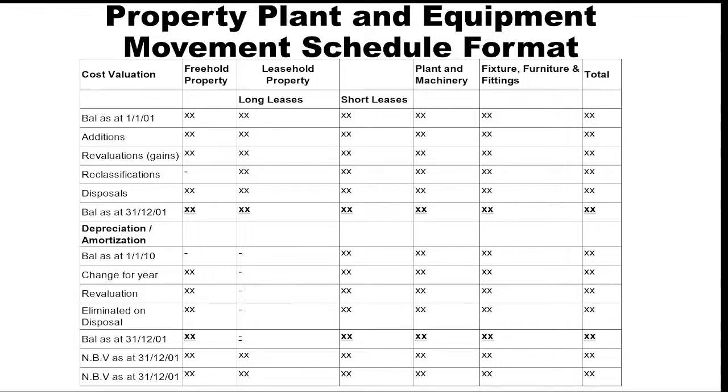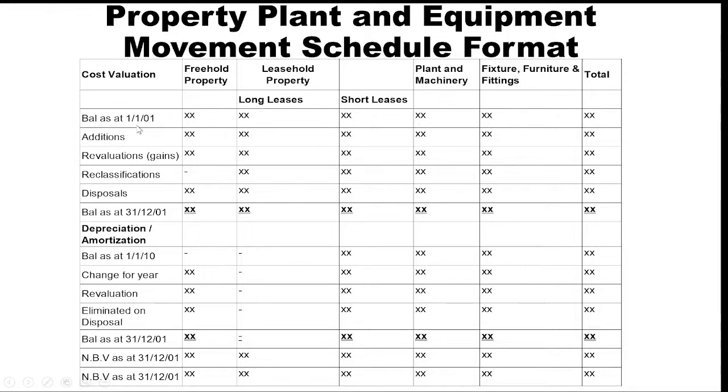We have the title, the property, plant and equipment movement schedule format. We always have the cost variation and the non-current assets. So we have the freehold property, leasehold property, plant and machinery, fixtures, furniture and fittings, as well as the total.